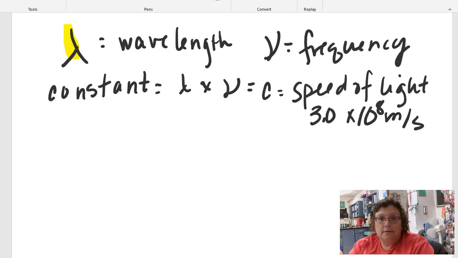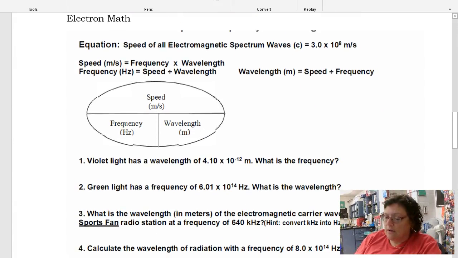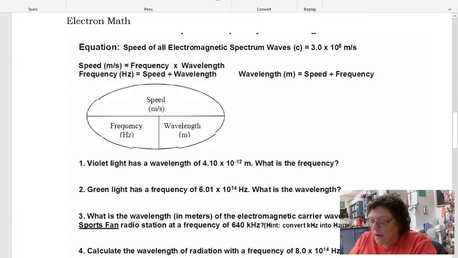So radio waves travel at the speed of 3 times 10 to the 8th meters per second. That's 300 million meters per second. Gamma rays travel at that same speed. They all travel at the same speed. Because that's true, if we know the wavelength of something, we can calculate its frequency and vice versa. And that's what this first part at the top of the worksheet is about. Here we have the electromagnetic spectra. Here's the speed of light.